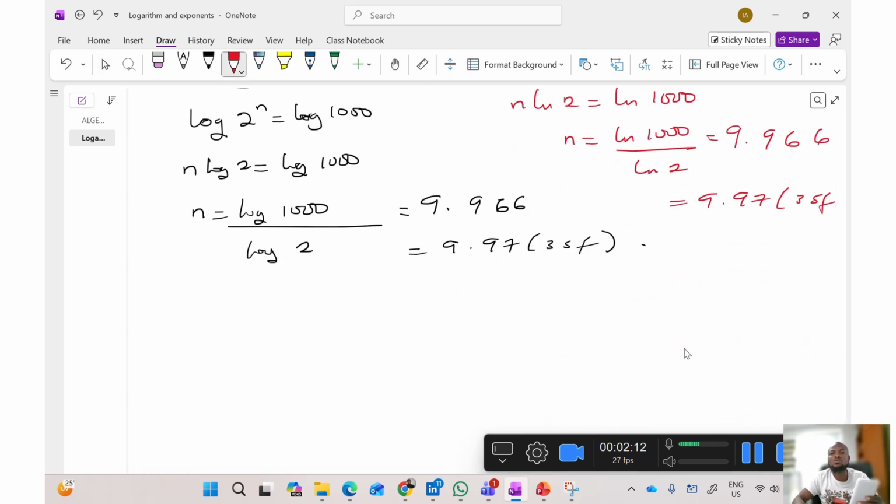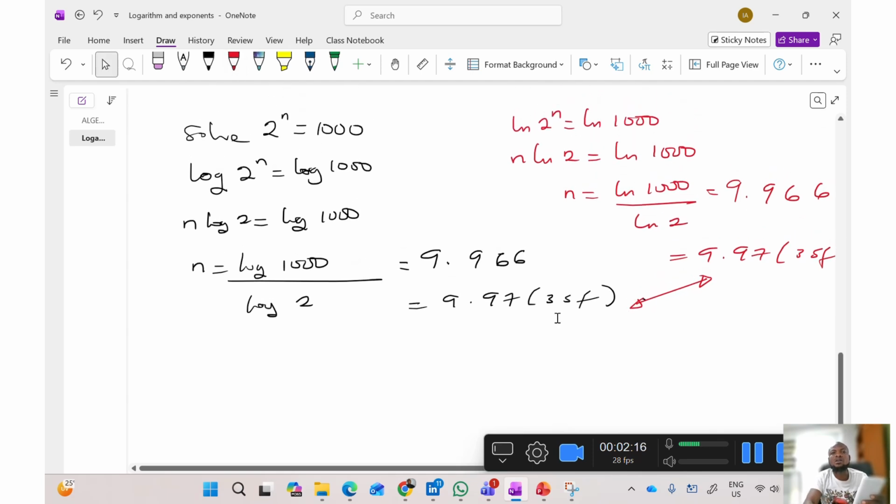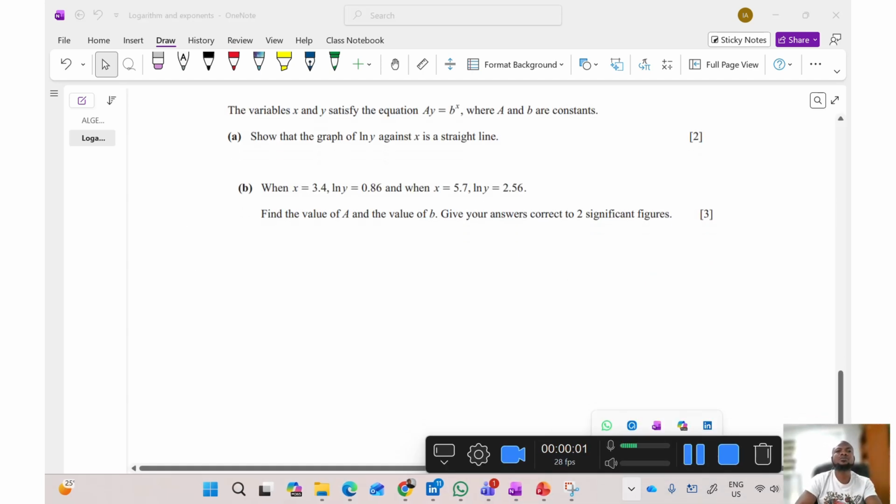So whichever you use, whether natural logarithm or logarithm to a base of a number, it is still the same thing, okay? So I hope this is understood. So choose one you are comfortable with. So let's have another example. So here is another example.